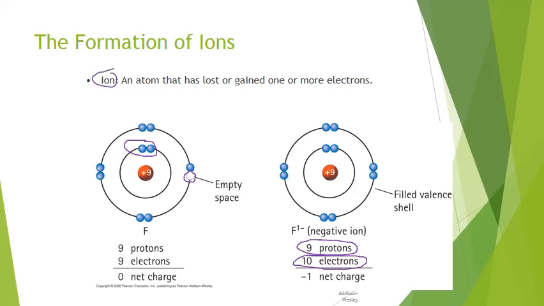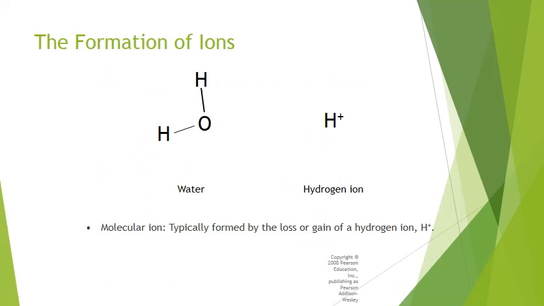So an ion is not always positively charged. It can be negatively charged if the atom receives more electrons. And just in case you thought that atoms are the only ones that can have the fun in forming ions, that's not true. Molecules can actually form ions as well.